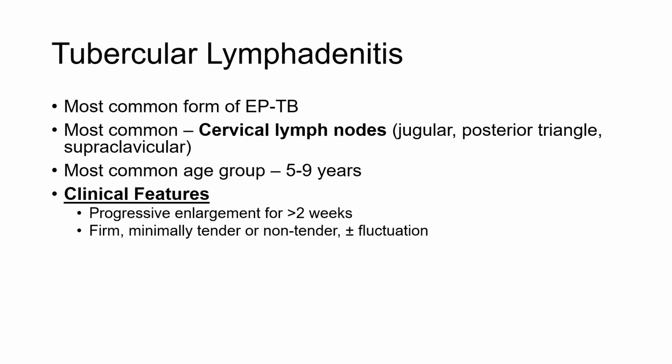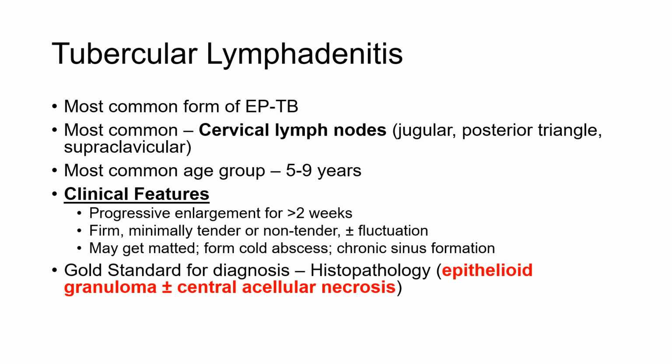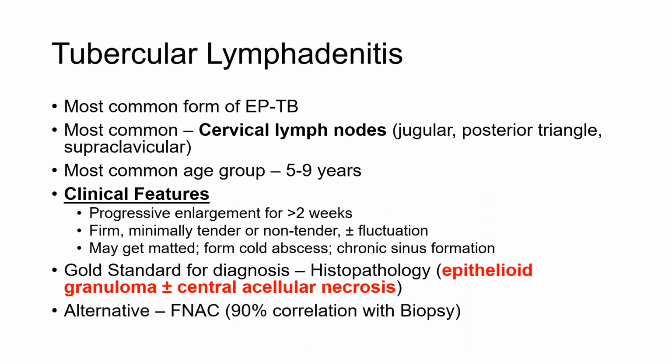If it is suppurative, fluctuation may be seen. If it is non-suppurative, fluctuation is usually absent. The lymph nodes may get matted, and they may form a cold abscess, and they may rupture and form a chronic sinus later on. Gold standard for diagnosis of tubercular lymphadenitis is histopathology, in which epithelioid granuloma and central acellular necrosis is seen. Alternative diagnostic method is fine needle aspiration cytology, which has a 90% correlation with biopsy. So if you can perform biopsy and histopathology, at least perform a fine needle aspiration cytology.